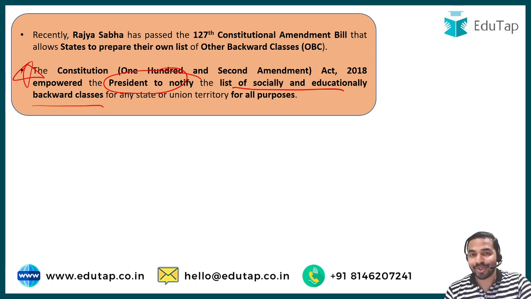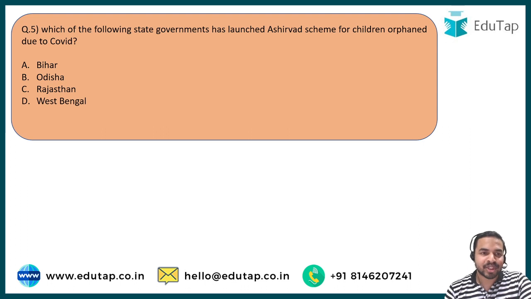Now let us move on to the next question of our today's session. Which one of the following state governments has launched the Ashirwad scheme for the children orphaned due to COVID?